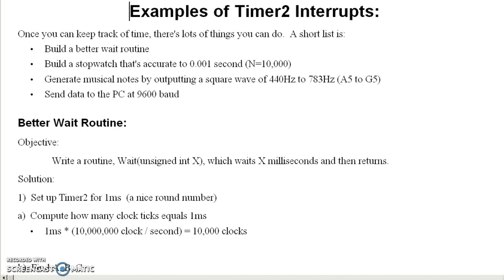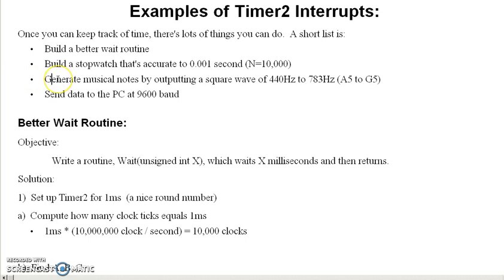Specifically, how to build a better wait routine so that instead of waiting approximately x clocks, I'll wait precisely x, where x is the number of time in milliseconds. Build a stopwatch which is accurate to 1 millisecond. Generate musical notes from 440 Hz to 783 Hz, notes A5 through G5. Just those three. So starting out with a better wait routine.